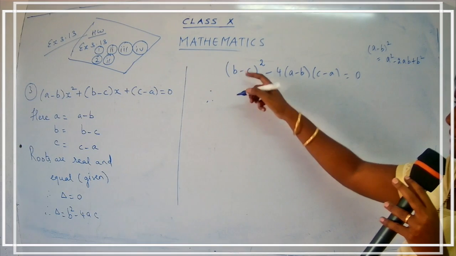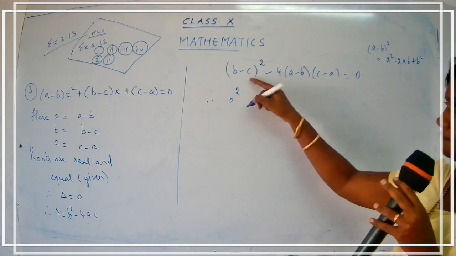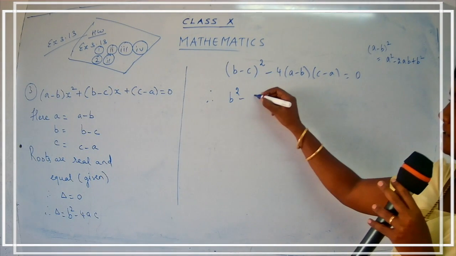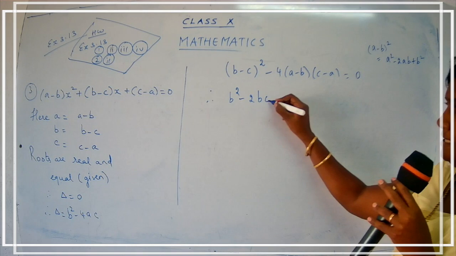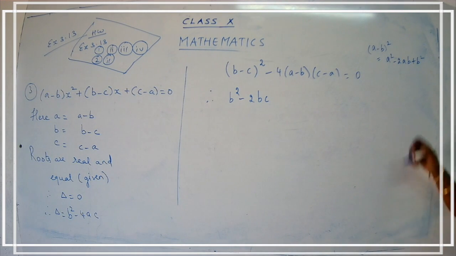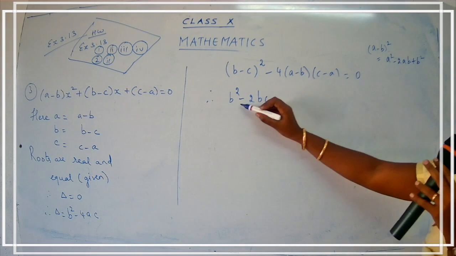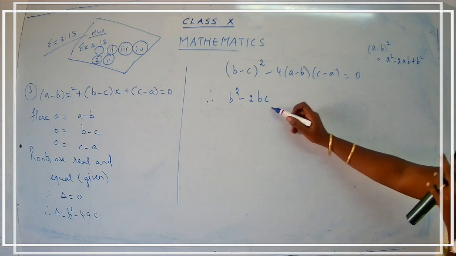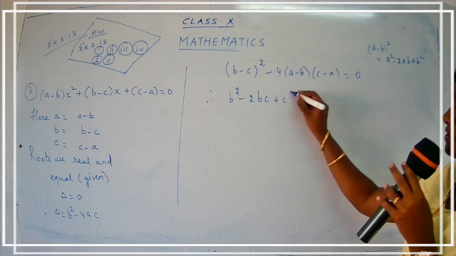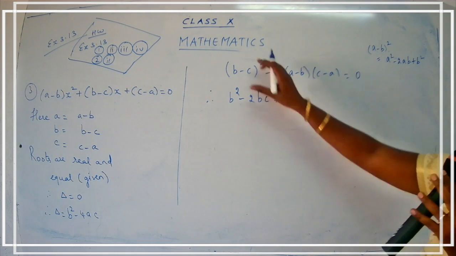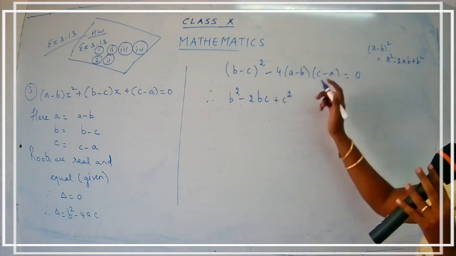So what do you get here? B square minus 2bc. Yes, instead of ab you have your bc. So b square minus 2bc plus c square. I have expanded this. Now let's come for this.